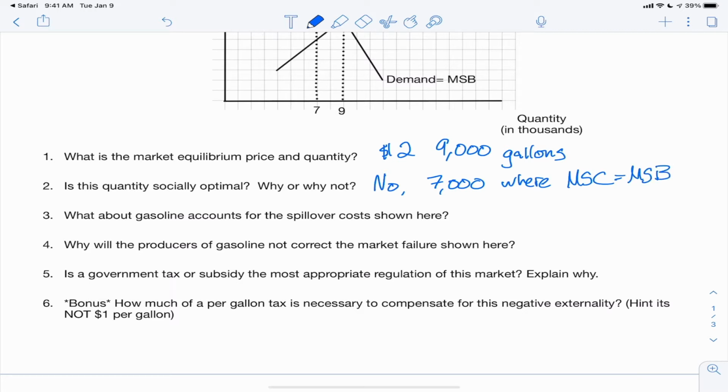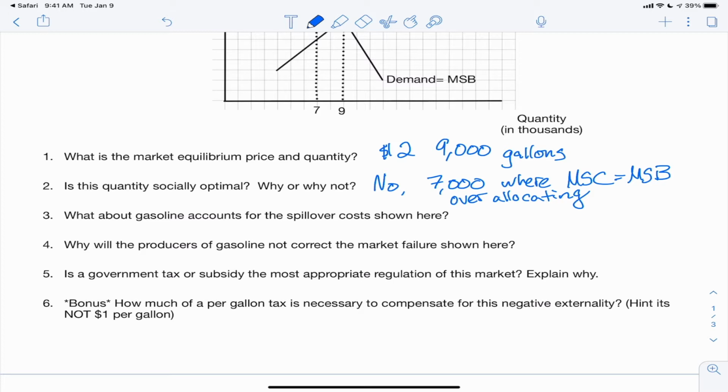We could further say that because this market is producing 9,000 gallons when the allocatively efficient level is 7,000, this market is over allocating. It is putting too many resources towards the production of gasoline. Well, what is it about gasoline that says that there are external costs associated with this?